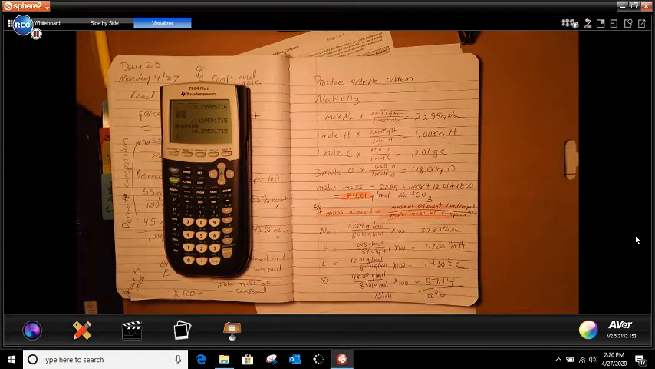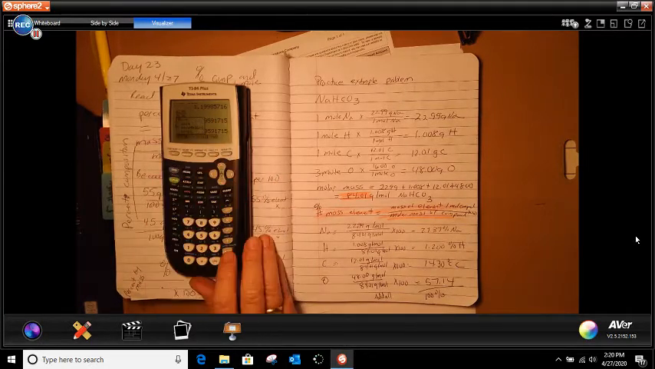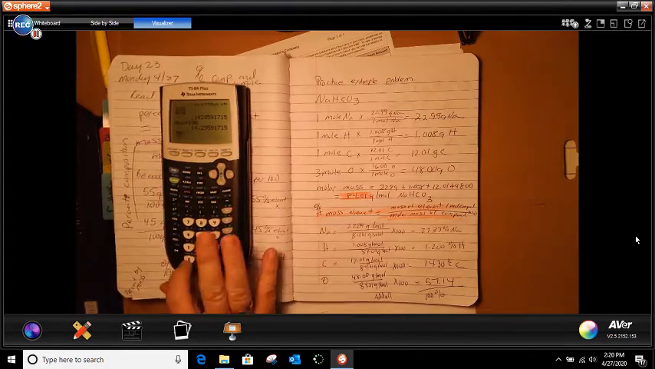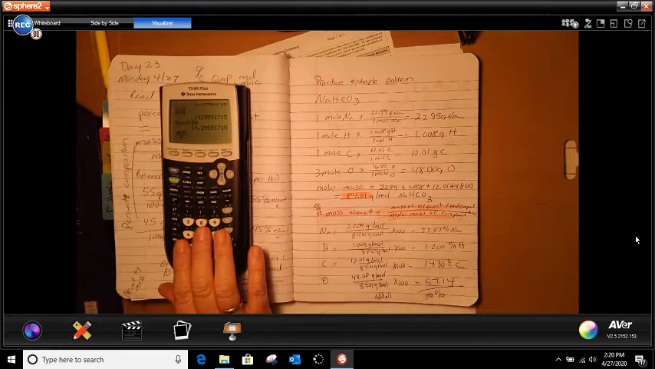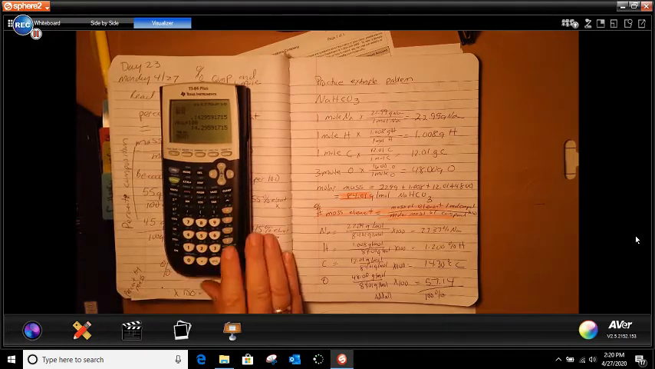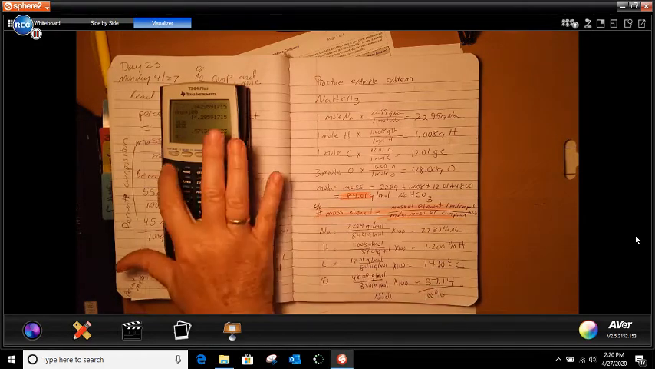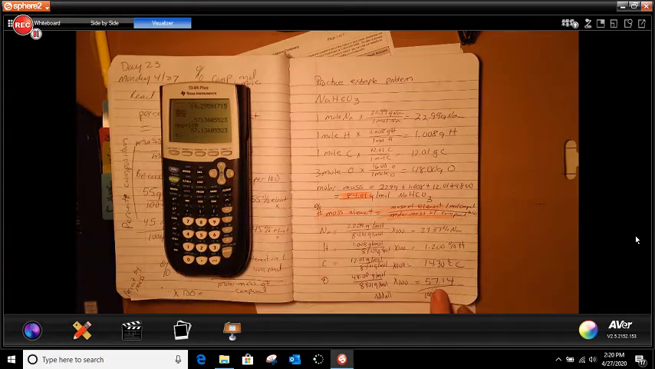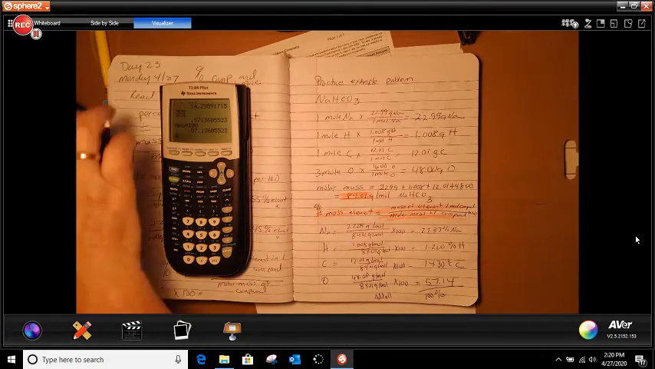And then oxygen is last, which is alpha Y, enter, 48 divided by your 84.01 again, and you're going to hit enter, take that answer and multiply by 100, and that's 57.13, which I put as 57.14.